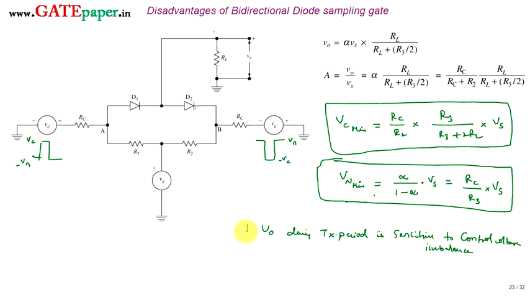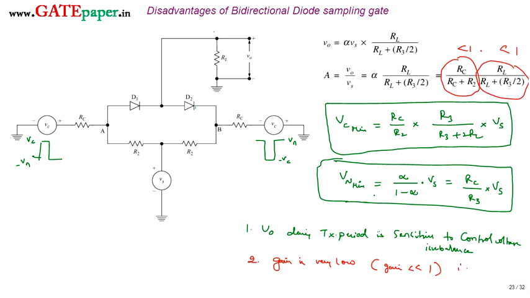And the second disadvantage is that the gain is very low. The gain is very low because the gain equation is RC by RC plus R2. So definitely this is going to yield less than 1, multiplying with this value, which is also less than 1. So the gain is going to be very small.